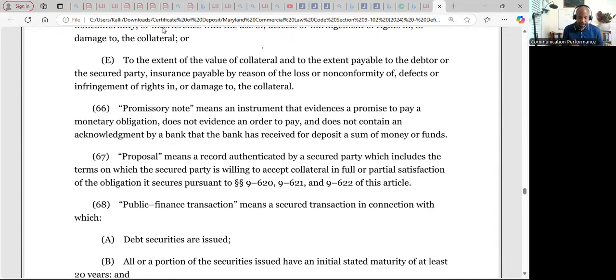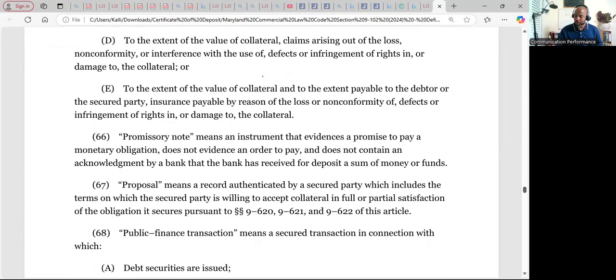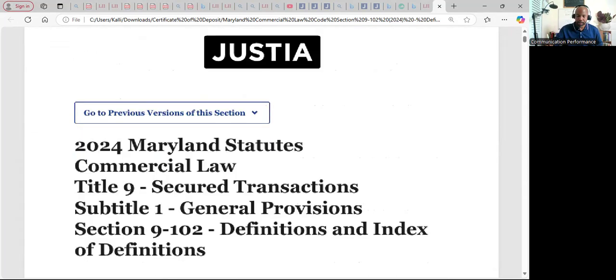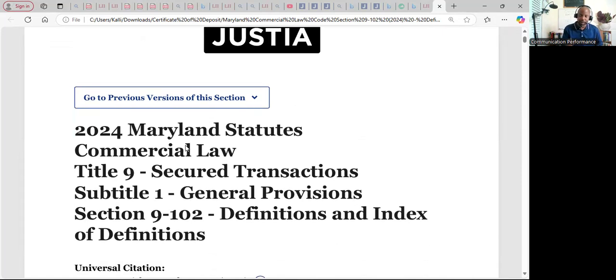Okay, so here we have the definition of a promissory note. Now, as I've stated, this is based off of Maryland statutes, commercial law, but the technical name is the State of Maryland Uniform Commercial Code, which is compatible generally with all the other states' uniform commercial code or commercial law.